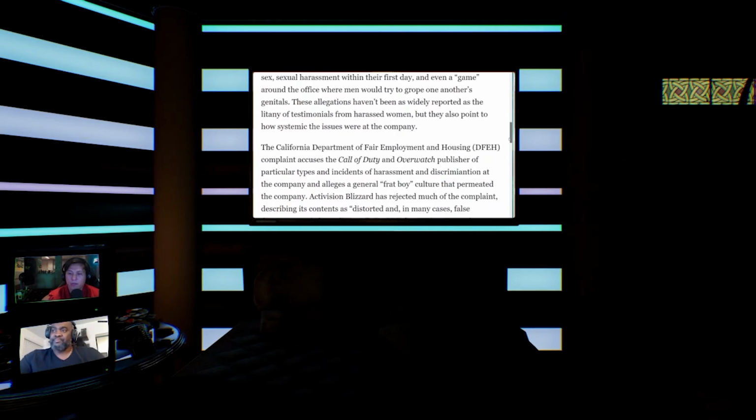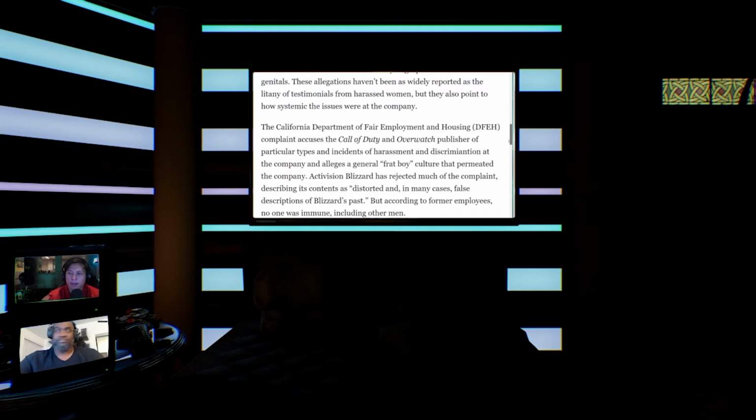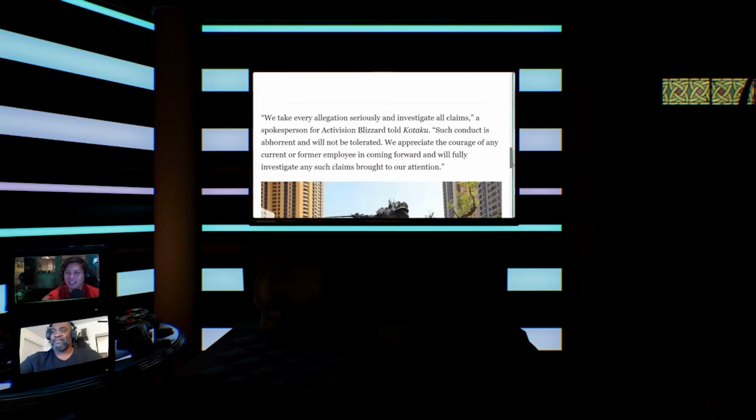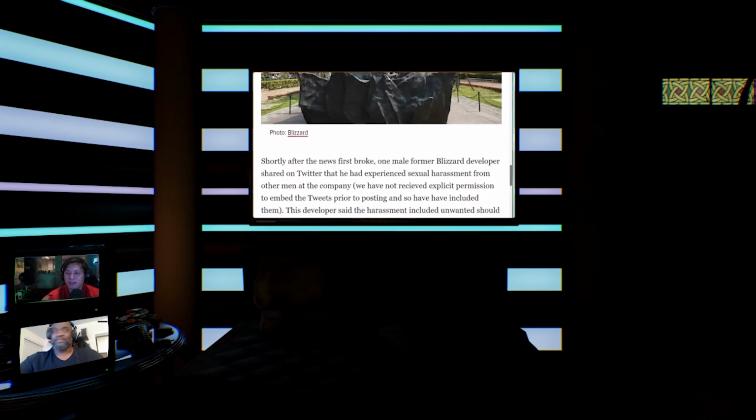Well, on behalf of the California Department of Fair Employment and Housing, it seems like men were being groped as well. Yeah, oh my God. It's not a safe place to be anywhere, man.